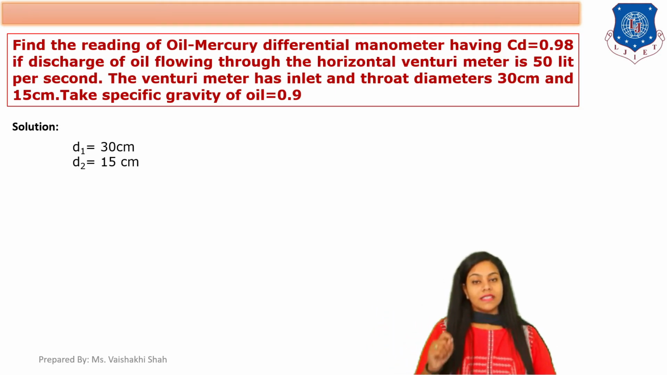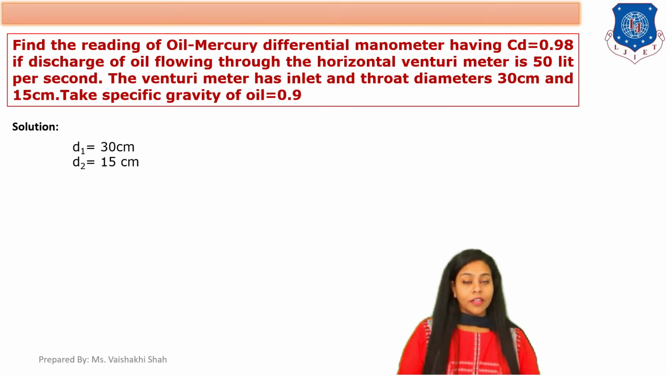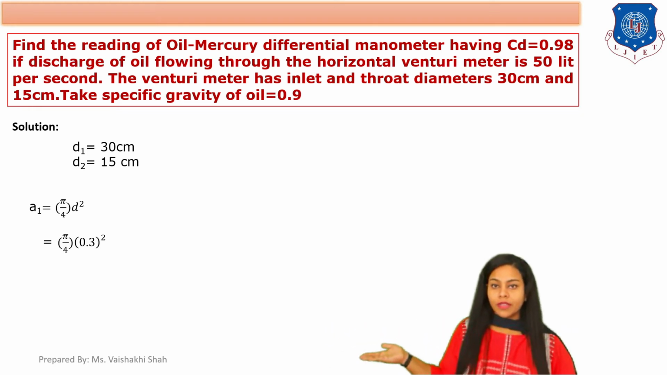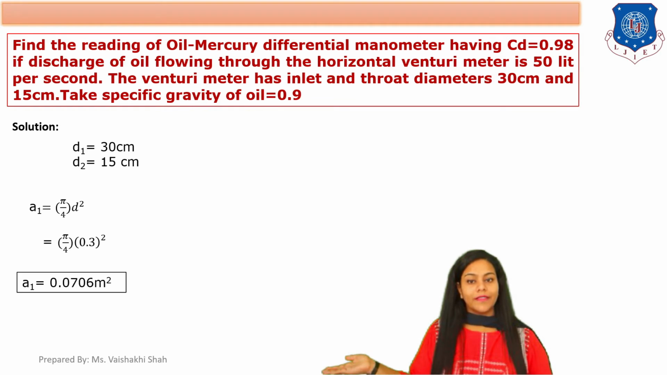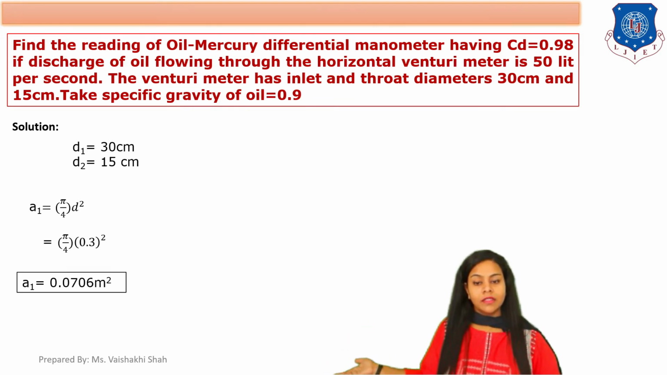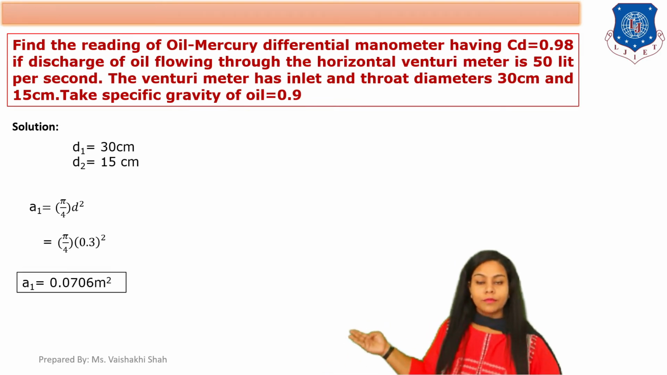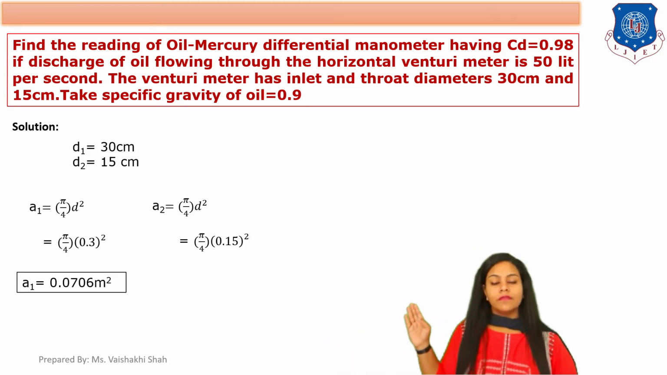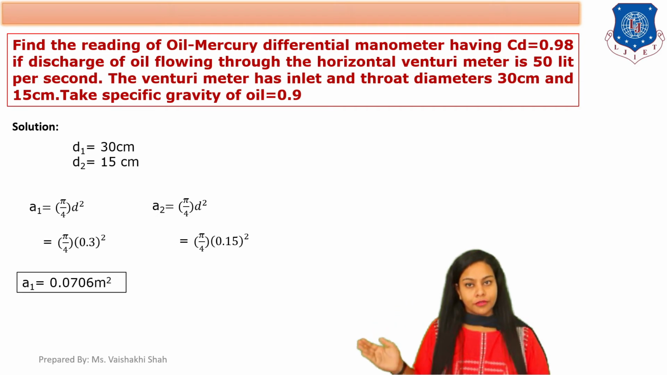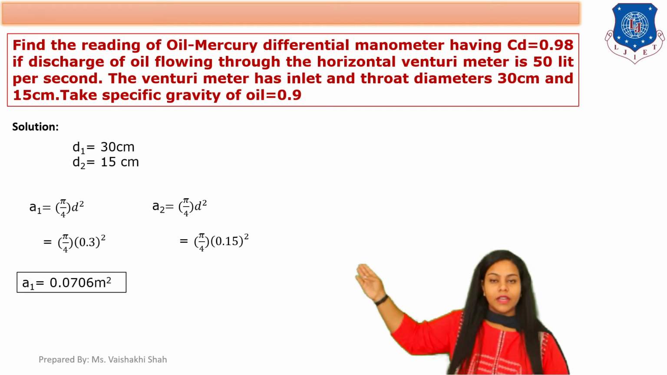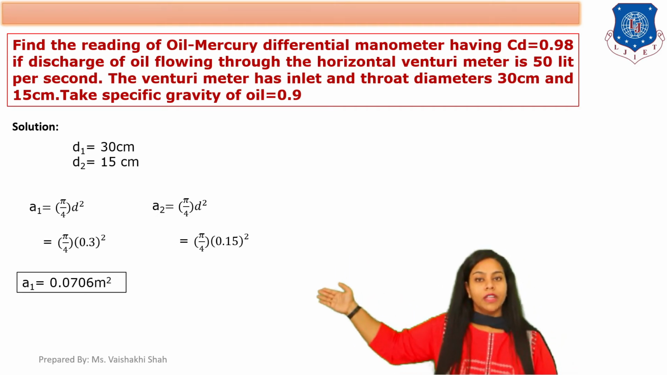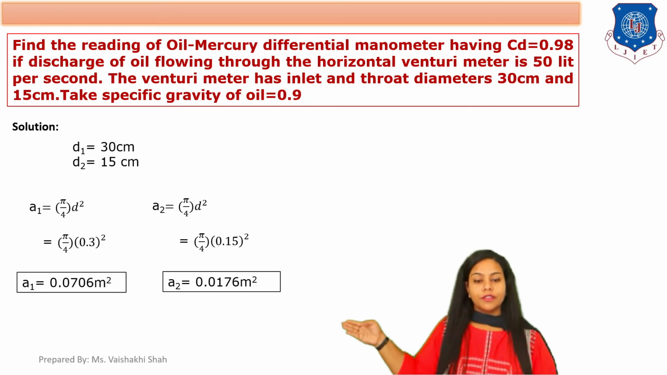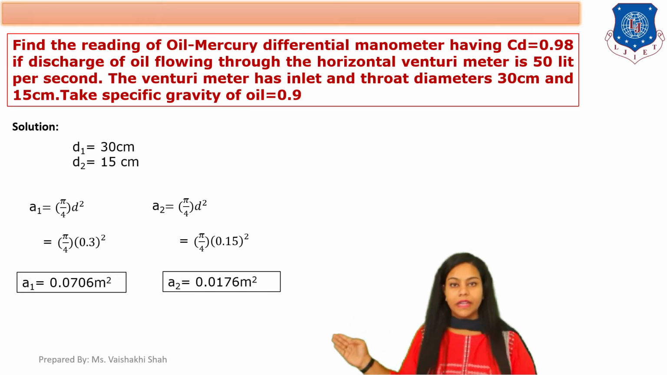So unknown is X here, and a discharge of 50 liter per second is given to you. Let's solve this example using the equation π/4 d1 square to find A1. The answer for A1 is 0.0706 meter square. Same way you can find A2, the area at section 2, π/4 d2 square. So π/4 × 0.15 square, A2 equals 0.0176 meter square.